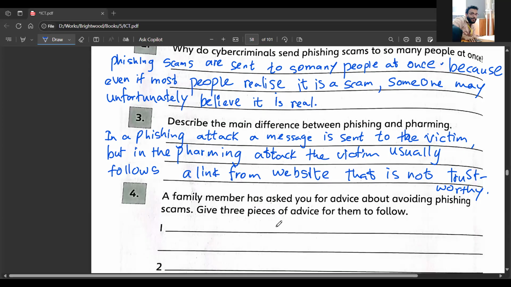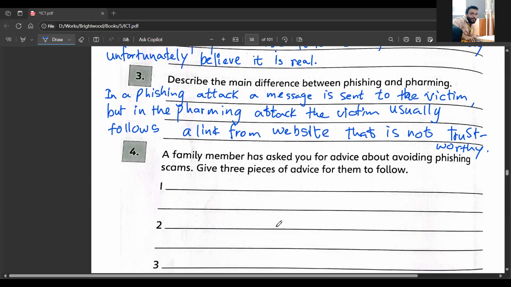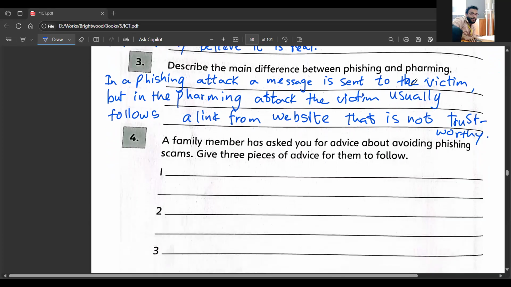That's the difference between phishing and pharming. The phishing attack is a message sent to the victim, but in a pharming attack the victim usually follows a link from a website that is not trustworthy.